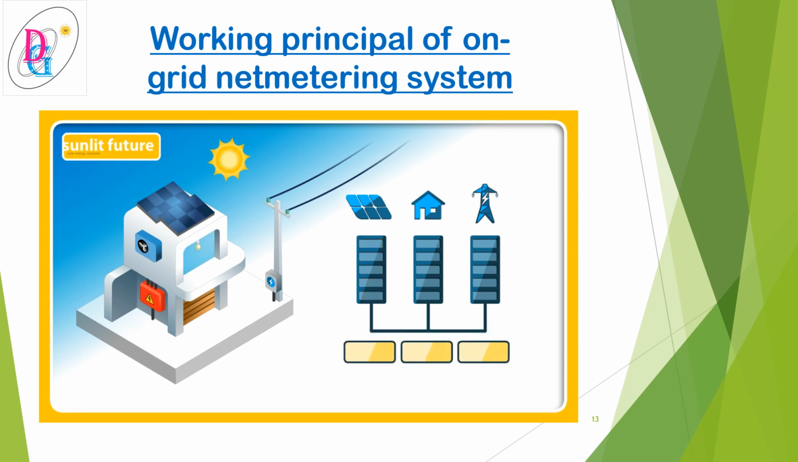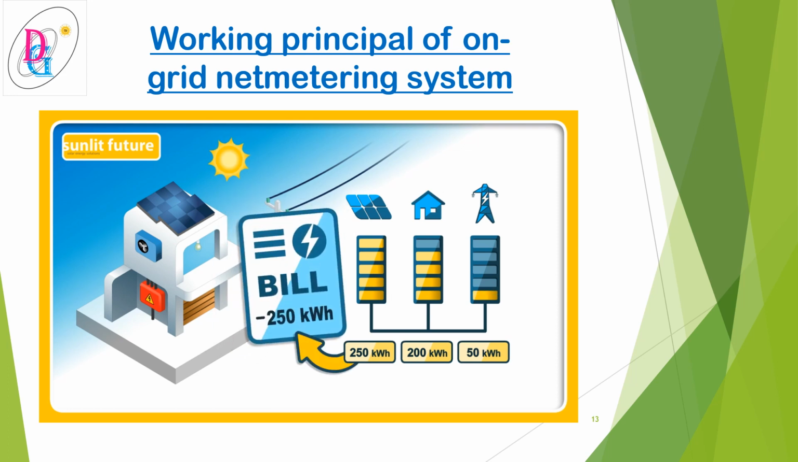Now let's take a look at how much you have saved during the last billing cycle. The solar panels produce 250 kilowatt-hour units of energy, of which 200 was consumed and 50 was exported. You have a saving of 250 kilowatt-hour units in the electricity bill. Every unit of energy produced by the solar panels, consumed or exported, will result in a lower electricity bill.